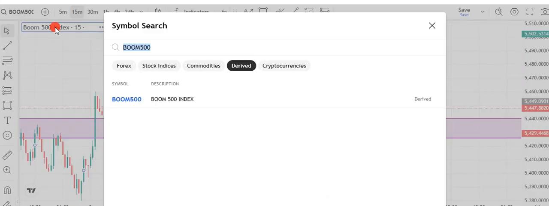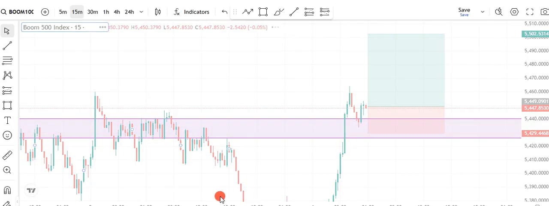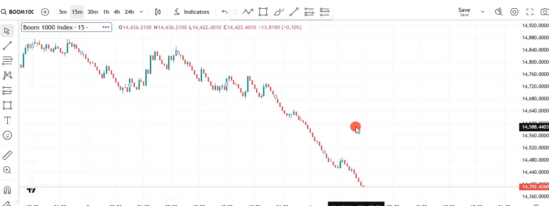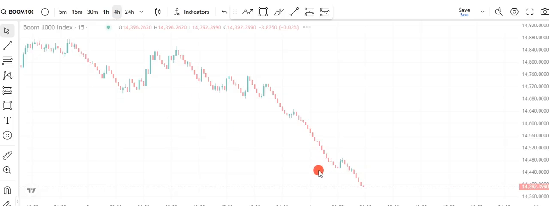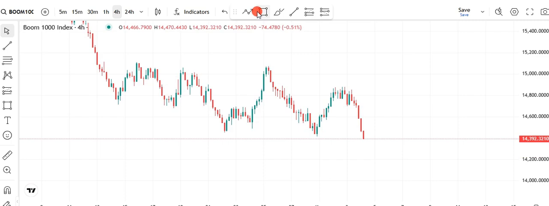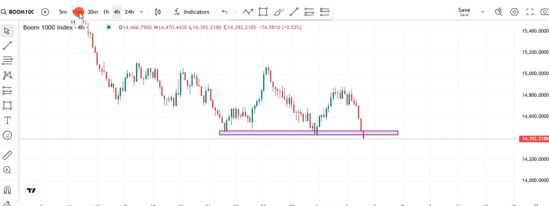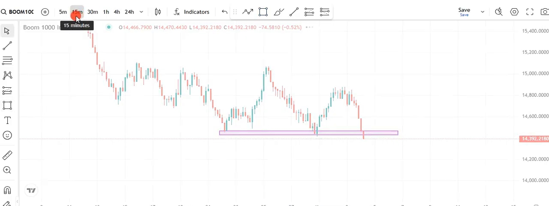So going to the next one, which is Boom 1000. Wow, Boom 1000 is actually very bearish. You can see that right here. So you actually should be looking for a bearish trade, not a bullish trade. So let's see what's happening on the 15-minute charts.